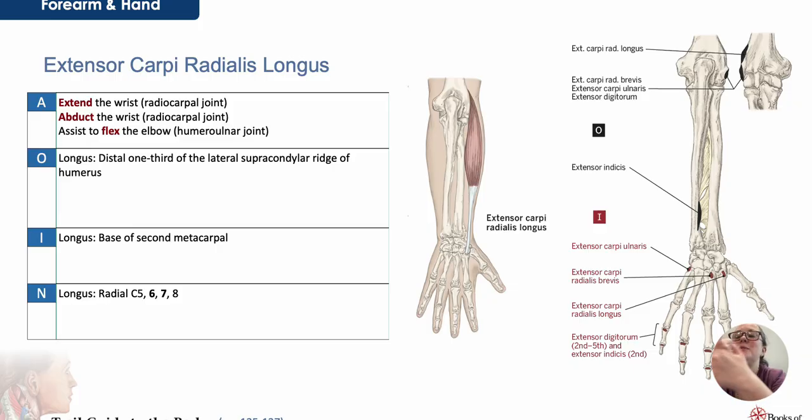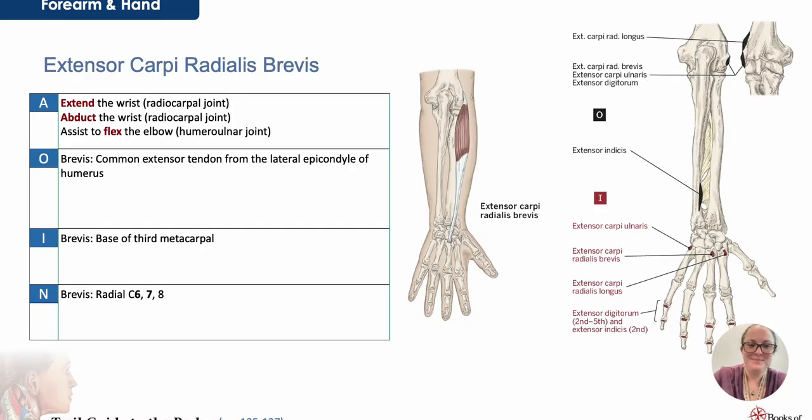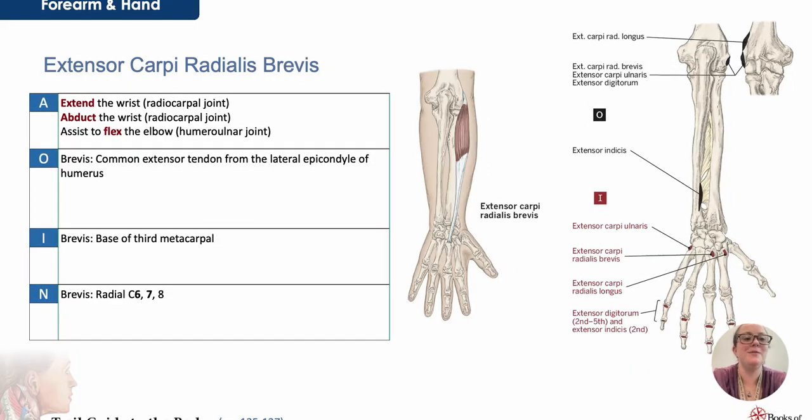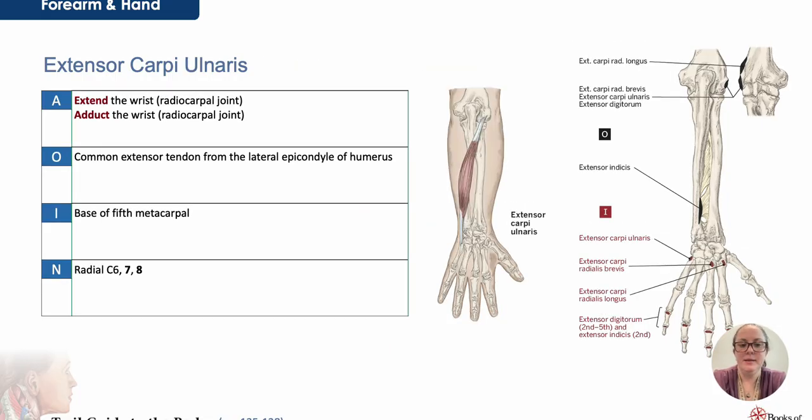So the second metacarpal. You have your carpals, so we're talking about this section, metacarpal, the base. And because it's there, it helps your finger go like this. Look at what the brevis attaches to. Here's longus, and now here's brevis. Same thing. They're extending the wrist, abducting the wrist, and assisting the flexion of the elbow. Got it? So it crosses over, again, connects. This one is on the third metacarpal. Alrighty.